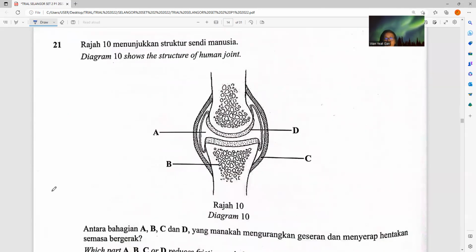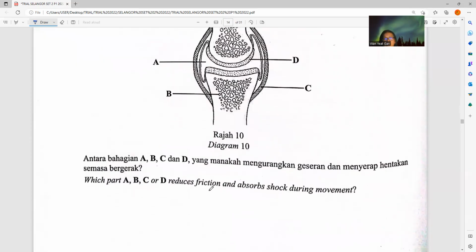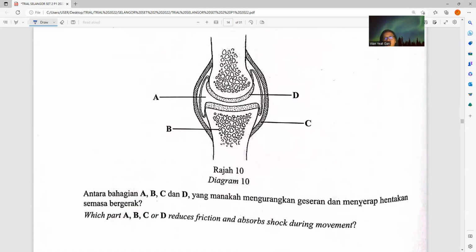21. Diagram shows the structure of a human joint. Which part reduces friction and absorbs shock during movement? The part that absorbs shock during movement is the cartilage. Okay. So A is synovial fluid, B is the bone, and C is the capsule.